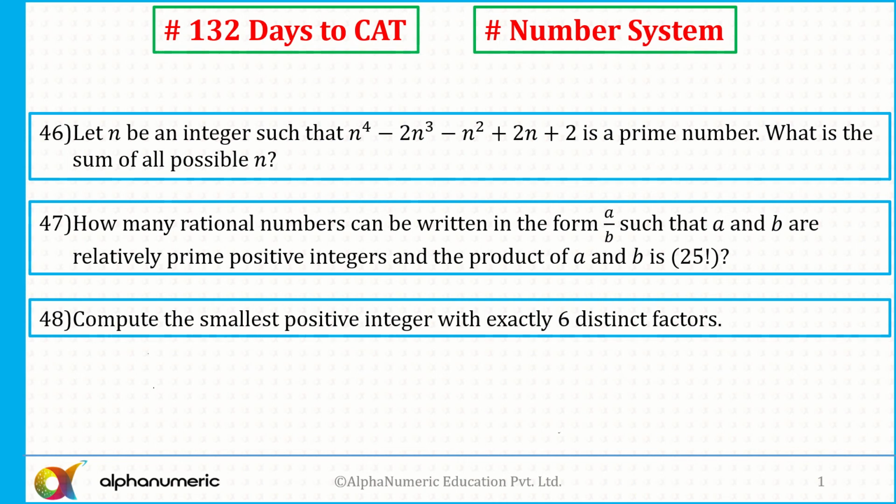Hi, today is 18th July 2020 and from today exactly 132 days are remaining for CAT 2020, and in today's session I am going to discuss three questions from number system. So you all can pause the video and try to solve all the three questions.